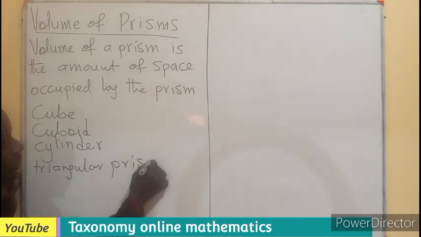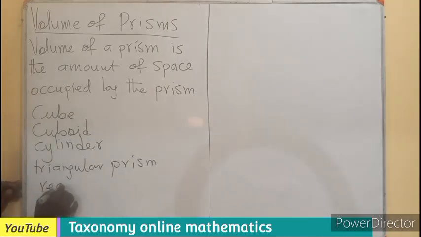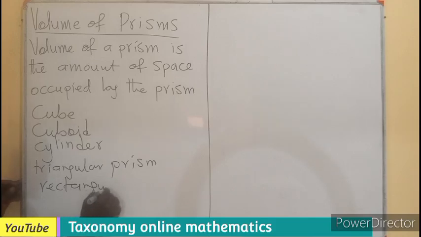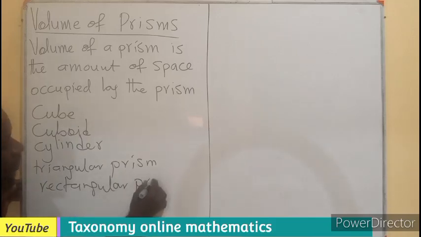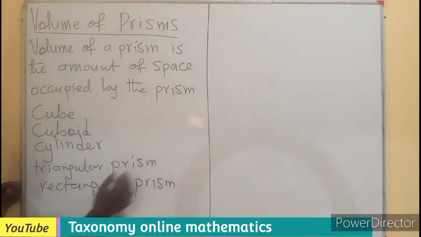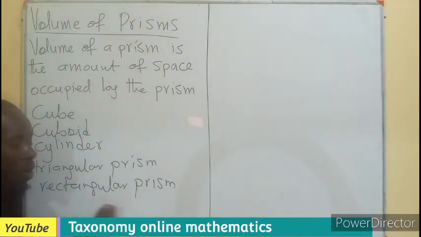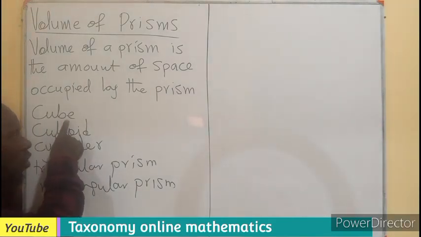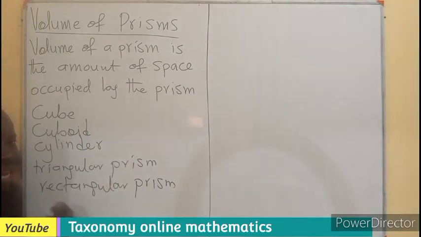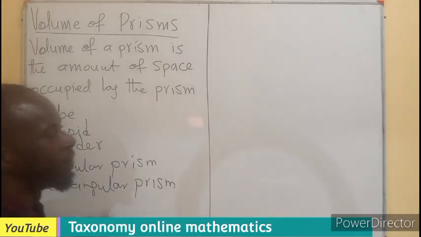prism. We can have a rectangular prism. We can have a pentagonal prism. Prisms are named from the name of their base or their cross section. So let's just base on a cube or even a cylinder to be able to find the volume.